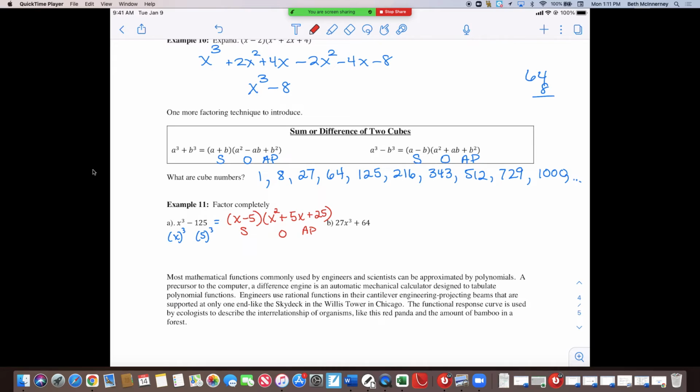All right, you try the next one. Figure out what is being cubed, and then try to put it in the sum and difference formula. Yes, you do have to remember this, but I think if you can remember SOAP, then you'll be fine.